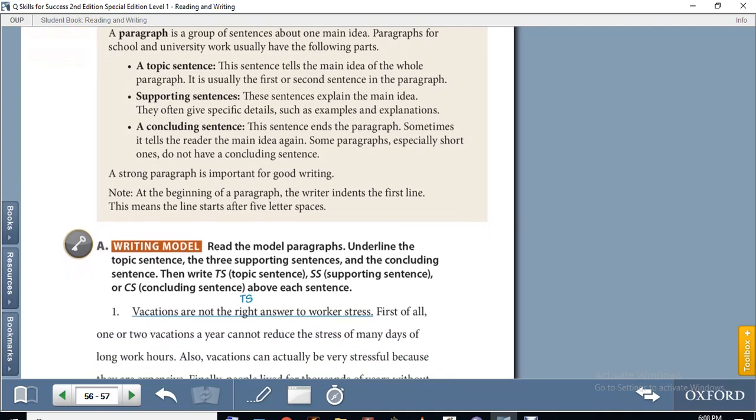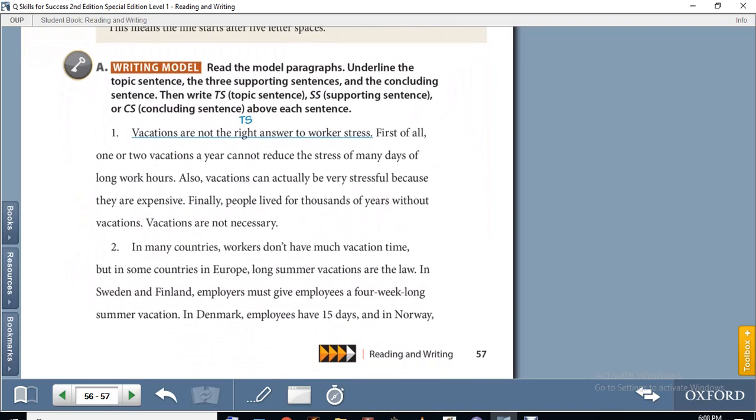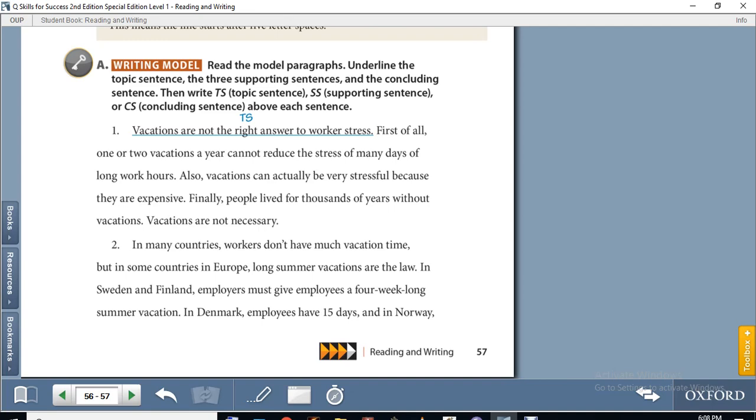Now, the writing model, as you can see here. You need to read the model paragraphs, the example paragraphs, and underline the topic sentence, the 3 supporting sentences, and the concluding sentence. So, you write TS, short for topic sentence. We only have one topic sentence in a paragraph. SS for supporting sentence. We may have many supporting sentences. And finally, CS, short for concluding sentence, above each sentence, and we only have one concluding sentence.